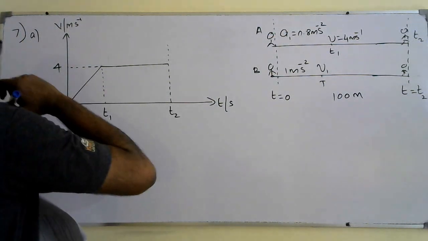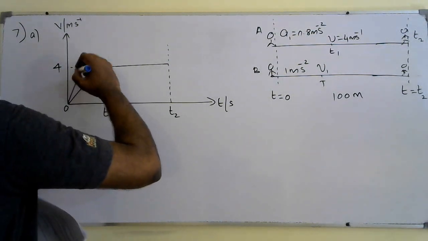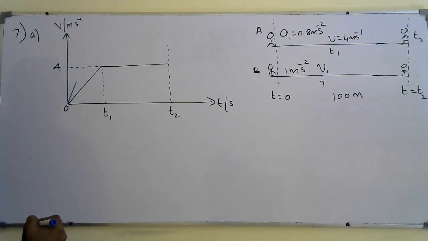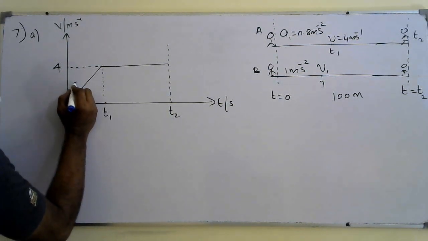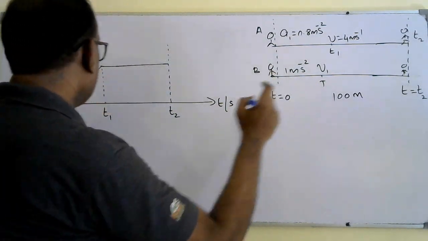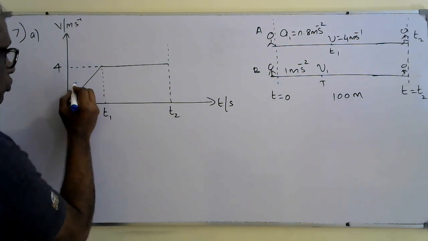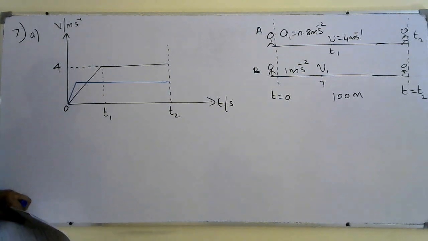So should I draw the graph up to here, or should I go beyond 4 meters per second? Now remember that both are finishing at the same time. He reaches a particular speed we don't know, but he is accelerating for time t. Then he also should move at constant velocity. So the area under both graphs should be the same.